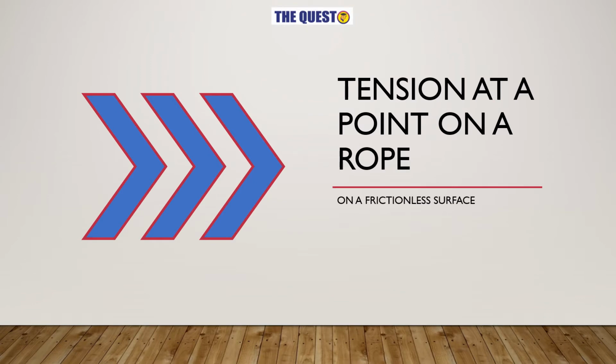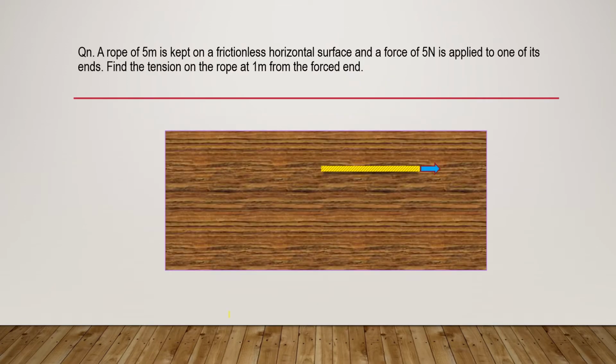Today we'll study the tension at a point on a rope which is moving on a frictionless surface. We shall do it with the help of a numerical. A numerical says a rope of 5 meter is kept on a frictionless horizontal surface and a force of 5 Newton is applied to one of its ends. Find the tension on the rope at 1 meter from the forced end.